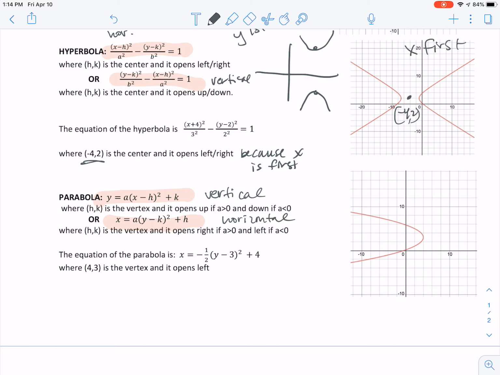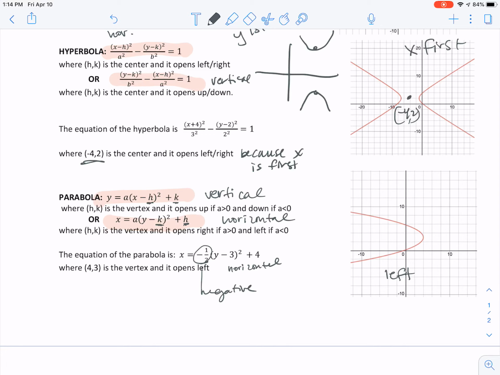Now be careful. So this first one, notice h is by the x and k is outside. In the second one, it's switched. So it's x equals, well, k is the y value and h is the x value. So I have x equals, so this one I know is going to be horizontal. It's going to open left because this is negative. Since this is negative, it's going to open to the left. We'll look over here. This opens to the left.